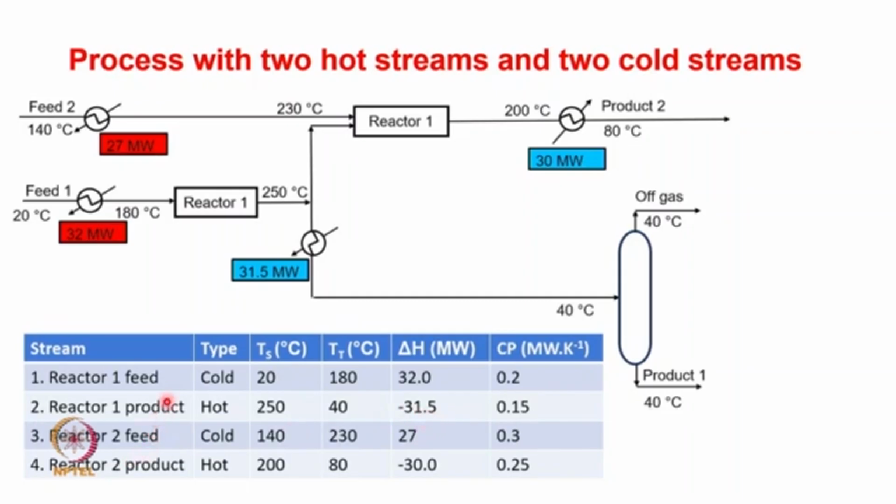And reactor 2 feed enters here at 140, and it's heated by a heat utility and becomes 230 before entering into the reactor, and the Cp value is 0.3, which is then multiplied by the temperature change to give you the delta H. And similarly for the reactor 2 product, which is cooling down from 200 to 80° C, giving you a negative delta H as per the normal notations and conventions.